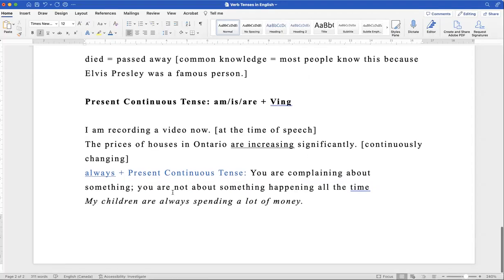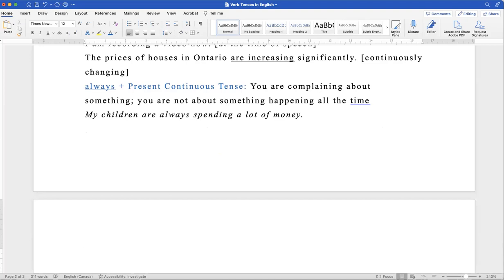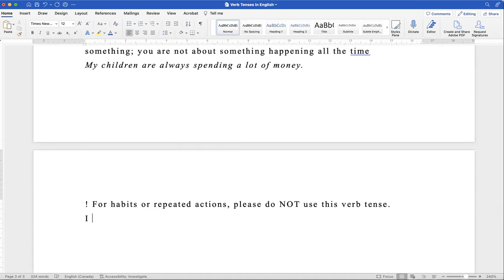So moving on. I just explained where you can use present continuous tense. A common mistake is for repeated actions. Please don't use it for habits or repeated actions. Please do not use this verb tense. For example, I am going to my office every day. This is not correct because this is a repeated action.